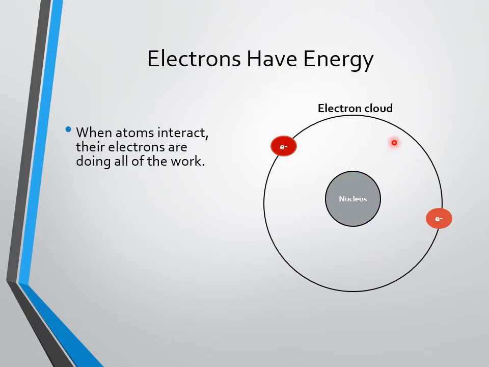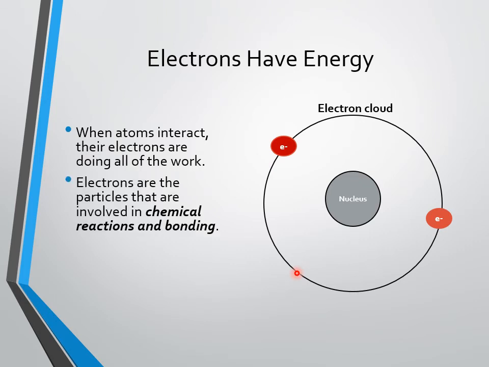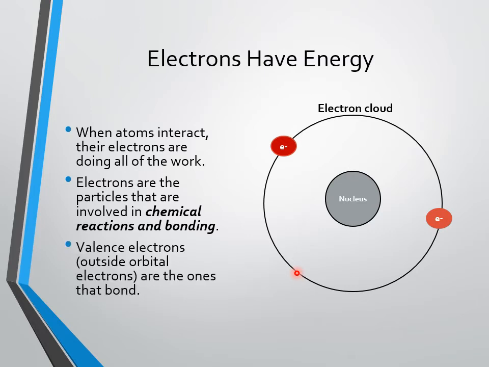All right, so when atoms interact, their electrons are doing all the work. Electrons are the particles that are involved in chemical reactions and bonding. Valence electrons outside of the orbital electrons are the ones that bond. So the ones on the very last electron cloud are the ones that do the bonding. The ones in the center, if they have multiple rings, do not do anything.